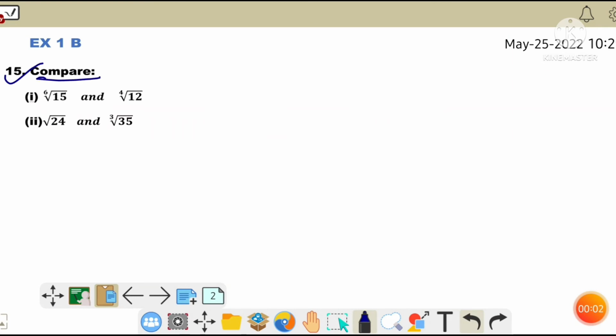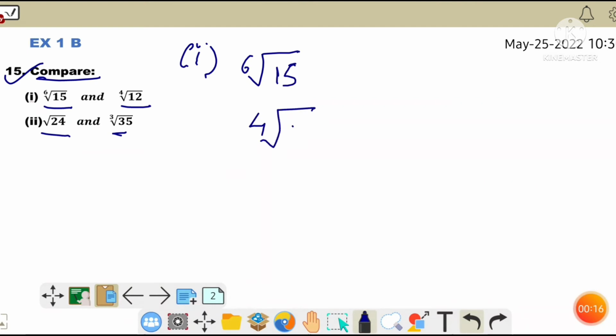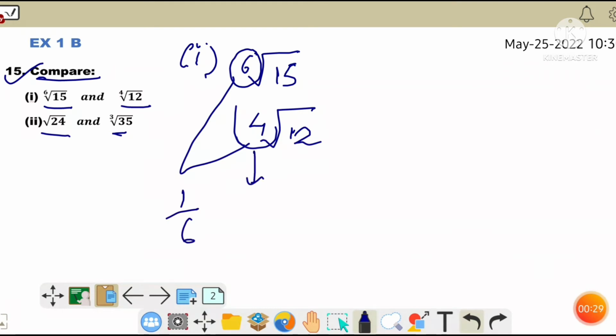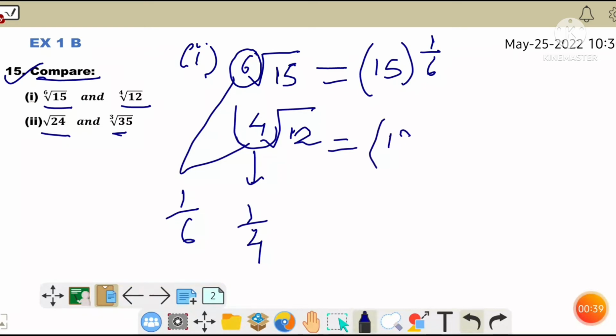Next, question number 15. Compare. We have to compare between the two numbers. Question number 1 is 6th root of 15 and 4th root of 12. So here you got the root is 6th and 4th. The root means the power will be 1 upon 6 and 1/4. We can write it as 15 to the power 1 by 6 and 12 to the power 1 by 4.